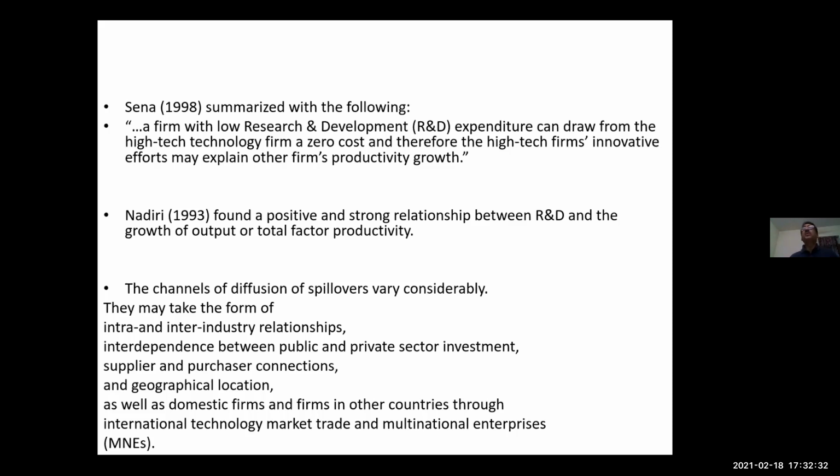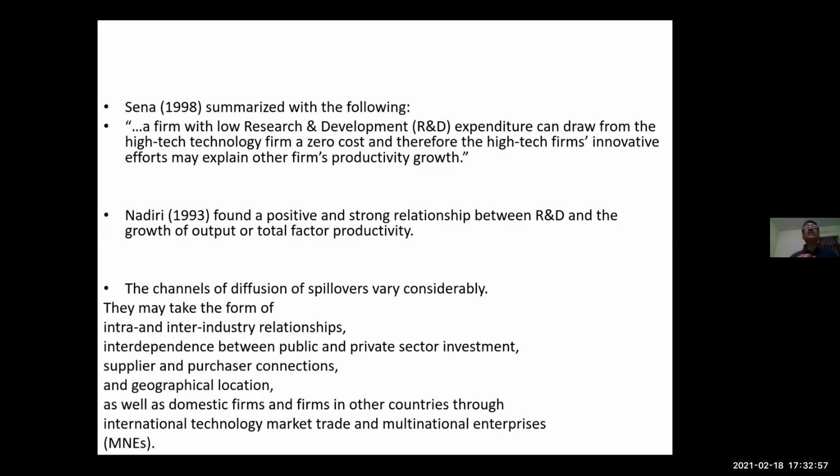The same argument is also given in the context of FDI. Let's say FDI is taking place in the automobile industry. It will come with new technology, and that will have a lot of spillover effects into the other industries that are connected to the main automobile industry. Nadiri found a positive and strong relationship between R&D and the growth of output or total factor productivity growth.